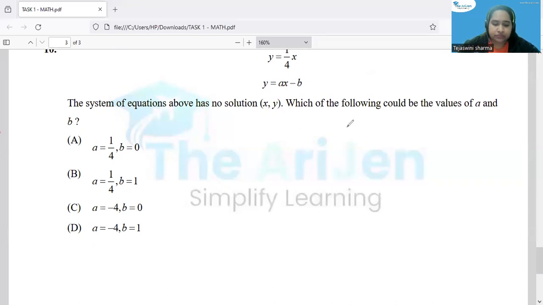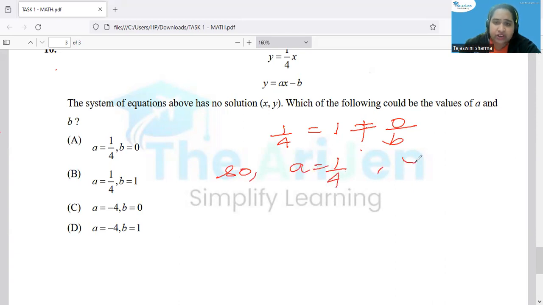So for no solution, when you check the ratios of the coefficients, it should be 1 by 4 is equal to 1, and which is not equal to 0 by b when you are taking the ratios. So the value of a is equal to 1 by 4 and the value of b is equal to 1, which is correct in the second option.